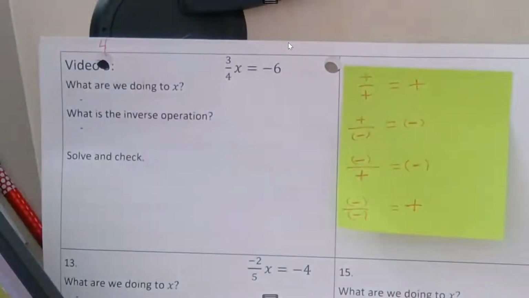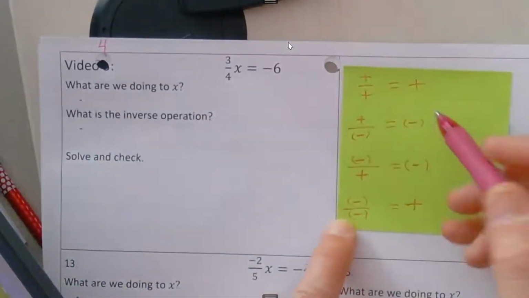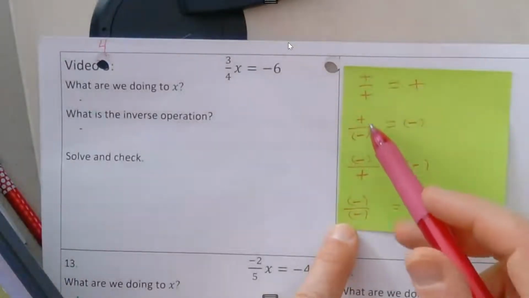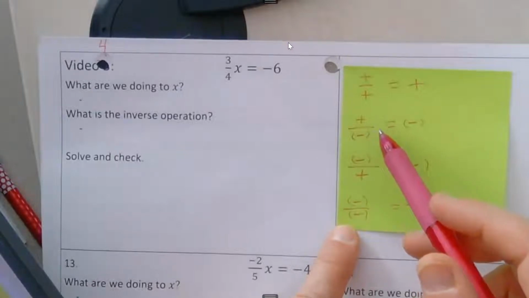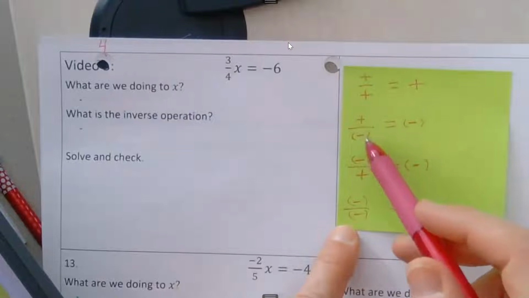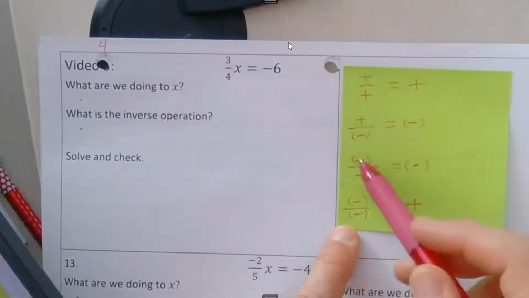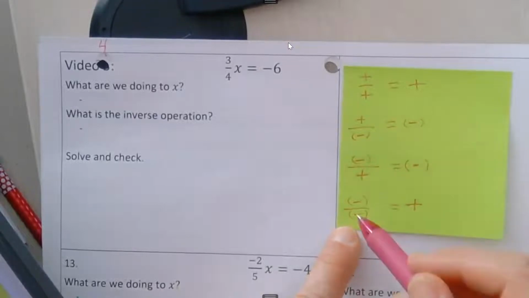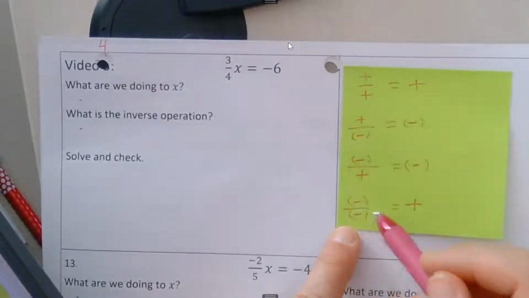In our last video, we made a little reminder here that positive divided by positive would give you positive, and that when you switch the signs for what you're dividing, you get a different result, either positive or negative. So if there's one negative and one positive, then your result is negative. But if you have two negatives when you divide, your result is positive.